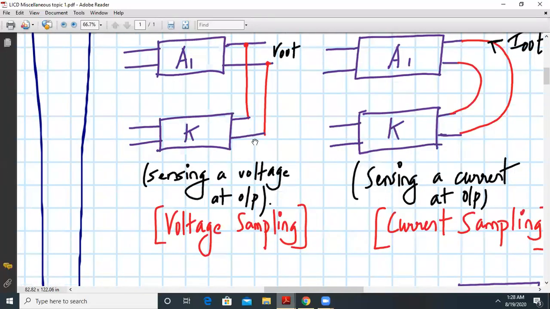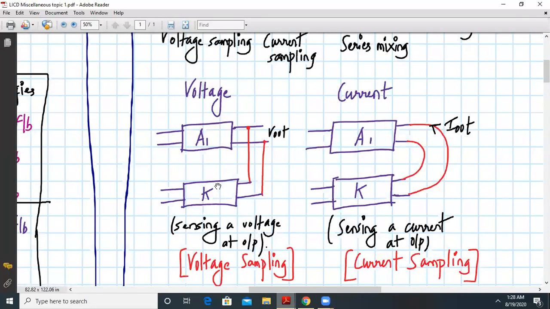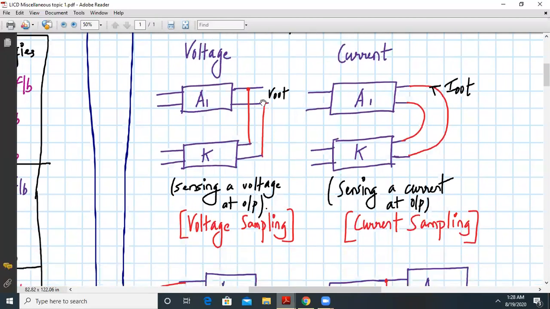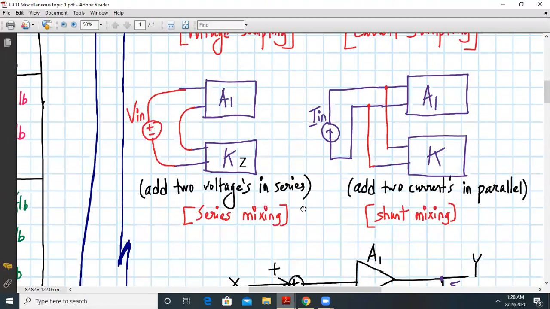So in this block, A1 is my amplifier and K is my feedback network. Whenever we are sensing a voltage at the output, it's called voltage sensing, voltage sampling. And whenever we are sensing a current at the output, we call it current sampling. Whenever we sense a voltage, we sense it in parallel, and whenever we sense a current, it is in series. So that's why the connections are made so. Then at the input side, if we want to add two voltages in series, that will be series mixing. And if we want to add two currents, two currents are added in parallel basically. So this is called shunt mixing.